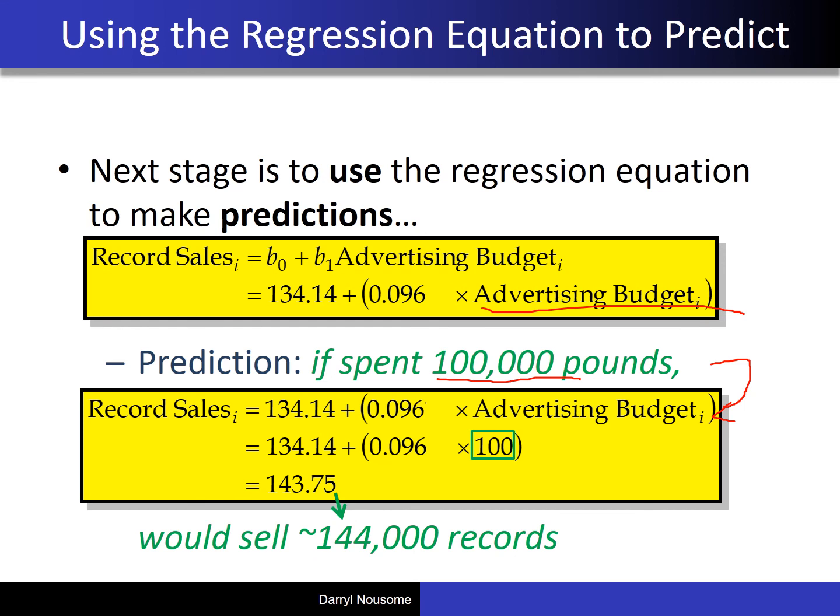Okay, so I could give you any value, right? What if you spent 99.99 pounds? What if you spent only 1 pound, right? You know how to put any value in, given that you have this equation, and predict how many record sales you can make. Okay, so that's going to be it for this.